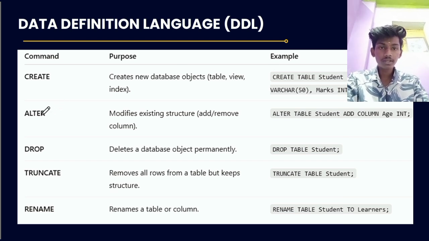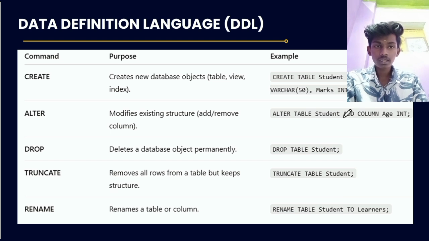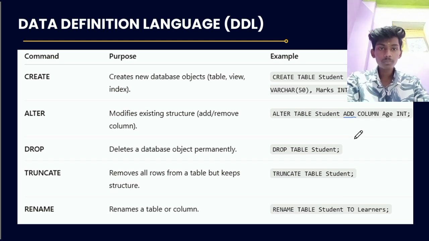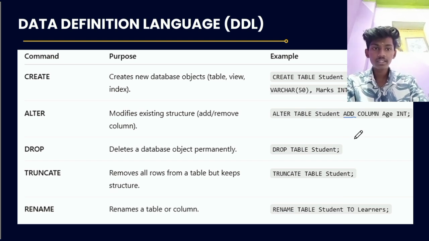Next one is alter. Alter is used to modify the structure of the existing table that we created before, like adding or deleting column. Syntax: if we want to add a column, alter table, table name, add column name, data type. If we want to delete a column, alter table, table name, drop column, column name. Example, alter table students, add age int.